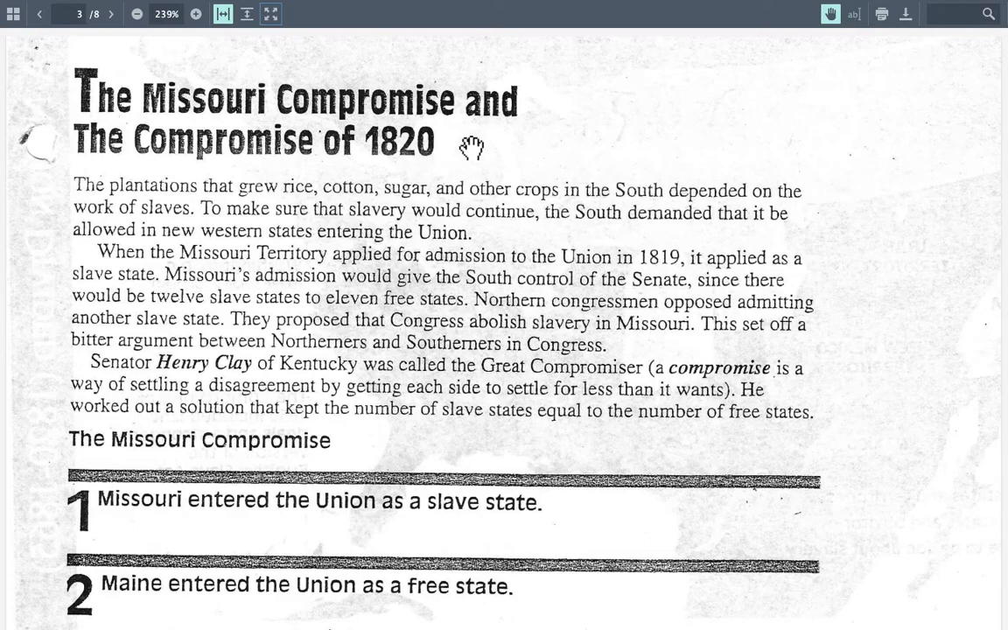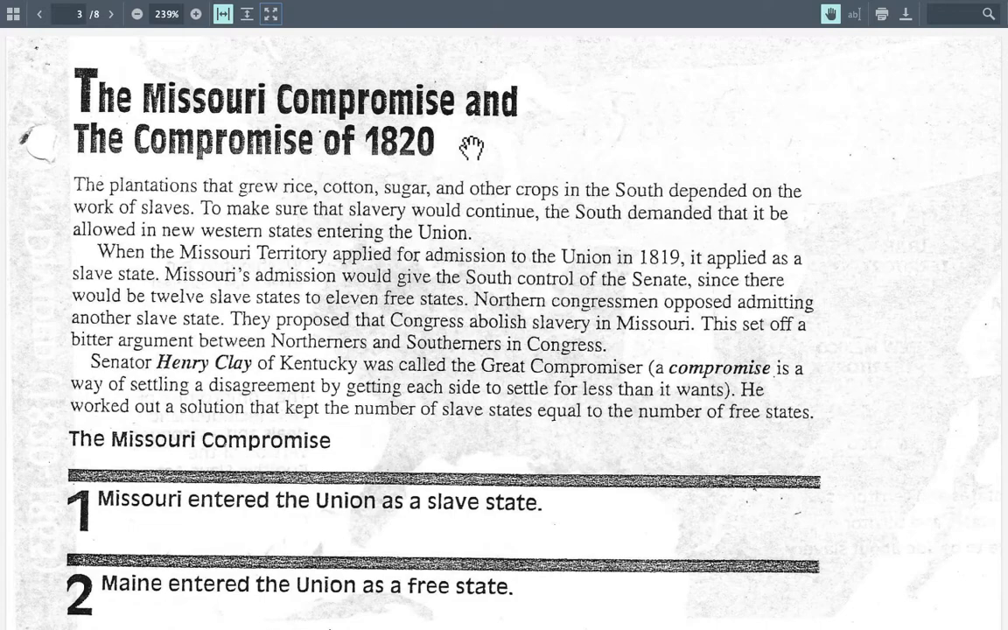Missouri's admission would give the South control of the Senate, since there would be 12 slave states to 11 free states. Northern congressmen opposed admitting another slave state. They proposed that Congress abolish slavery in Missouri. This set off a bitter argument between Northerners and Southerners in Congress.